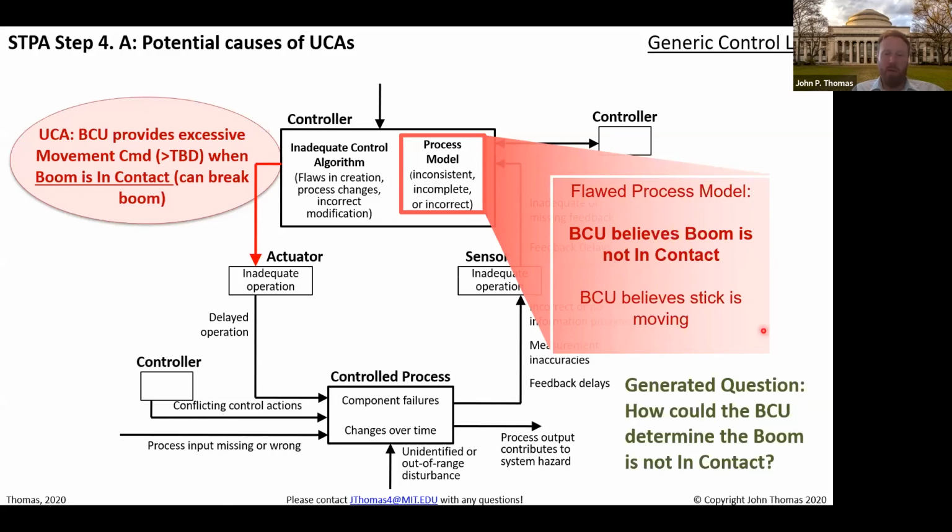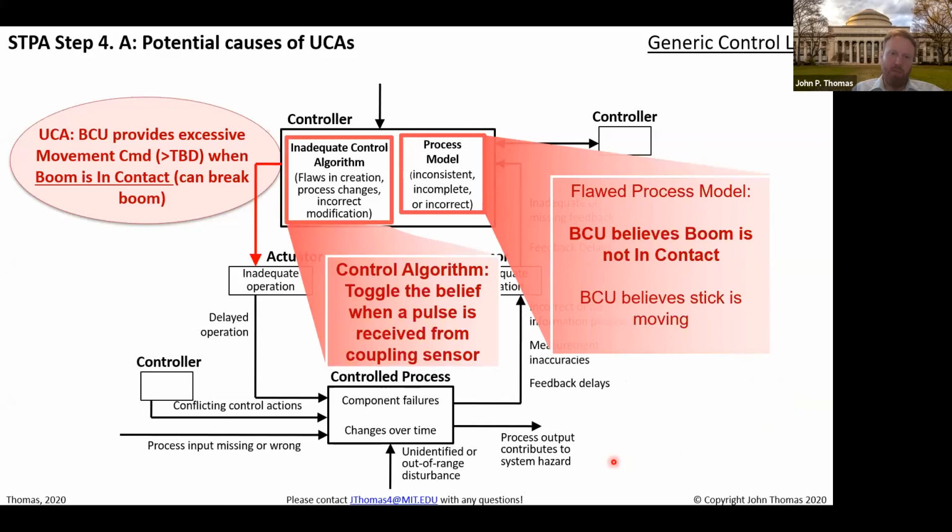Well, if you ask that question to me or to someone who knows this system, this is what we would do in STPA. We'd have an interdisciplinary team. You don't have to know all the answers. You just have to know how to get the questions and contact the people with the answers. If you ask a subject matter expert this question, or even a test pilot, they would say, well, the way this works is the BCU has a pulse input from a sensor. And when you get a pulse, we toggle the beliefs.